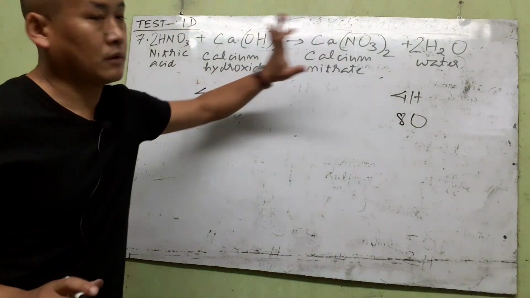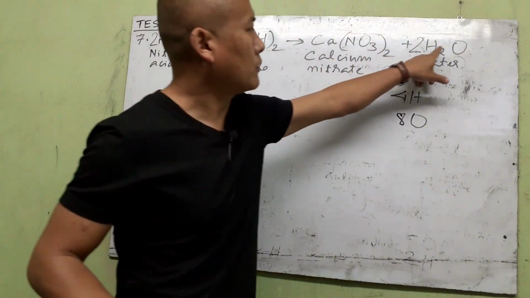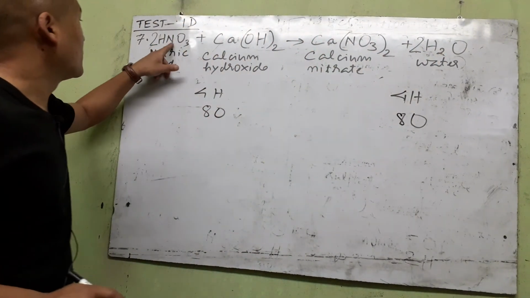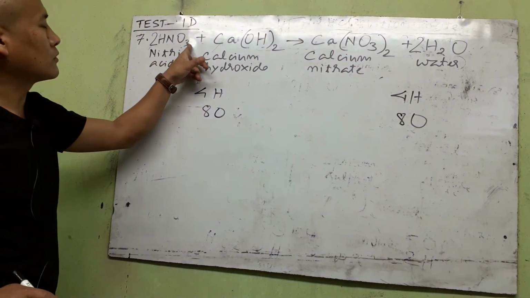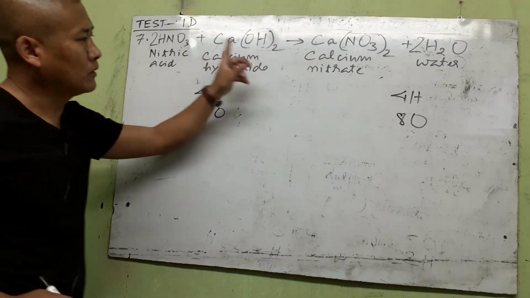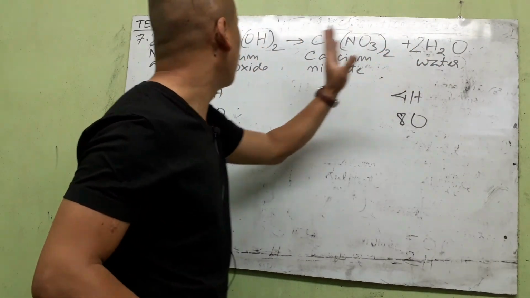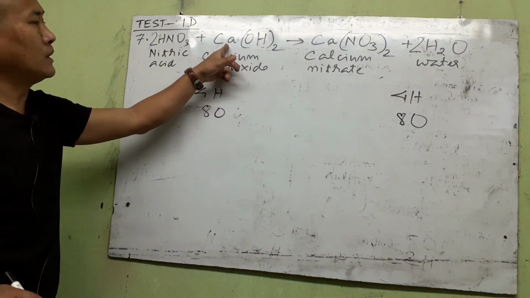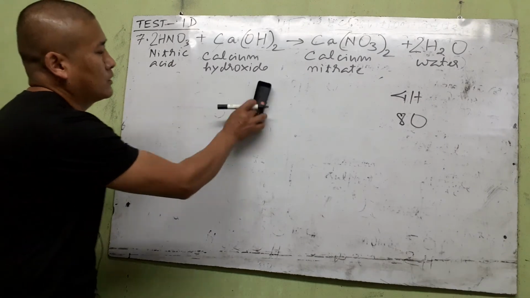Ca1, Ca1. So here 2H plus 2H, 4H. 2 2s are 4H. 2 1s are 2N. Here also 2 1s are 2N. 2 3s are 6O plus 2O, 8O. 3 2s are 6O plus 2 1s are 2O, 8O, balanced. Finally, Ca1, Ca1. So this is balanced. So let us read the equation.